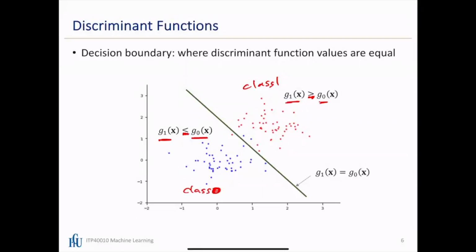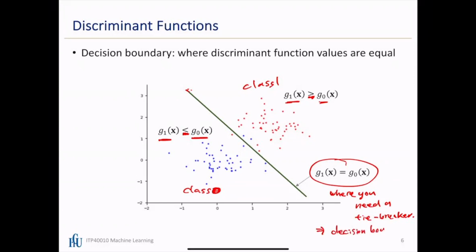Where those two functions meet, if we try to identify the point where the outputs of G1 and G0 are identical, you can draw this green line. In this area you cannot really make a fixed decision, so here you need a tie break. On the other hand, based on this green line, you can make a decision. This is often called the decision boundary. The whole purpose of machine learning, especially in classification, is ultimately to find a line that corresponds to the decision boundary given your data.